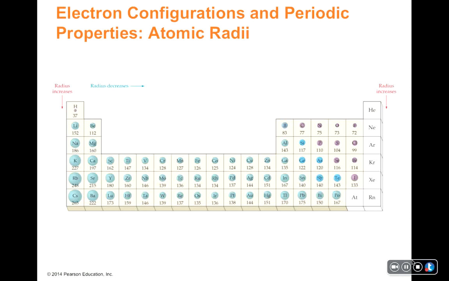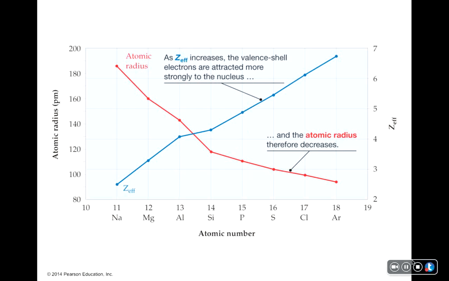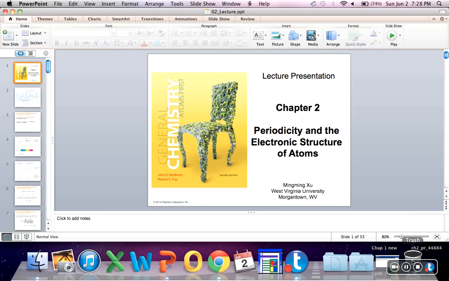So again, trends here is what to know. As we go down a group, the radius increases. As we go across a period, the radius decreases. And that's the end for this chapter.